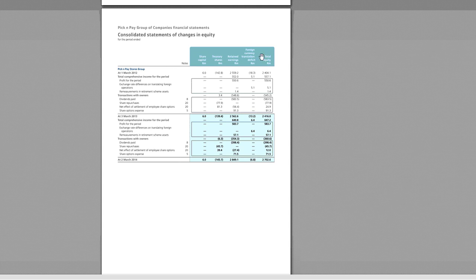Then their consolidated statement of changes in equity. Here you can also see their share capital, also their treasury shares, retained earnings. Then a foreign currency translation. The students who do international trade should be familiar with this type of reserve that is created for the purpose of hedging, and then they also show their total equity. So there's their statement of changes in equity as at 2 March 2014. Also consolidated, which means that it's for the entire group.